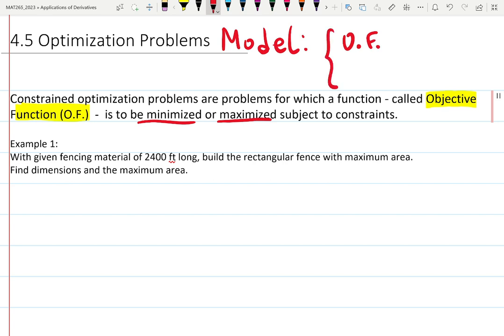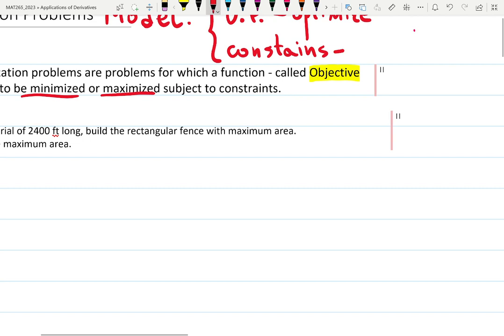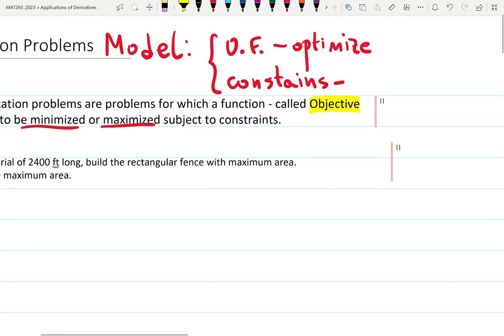So the model consists of the objective function. That's the one we want to optimize, minimize, or maximize. And then constraints. How would you explain what the word constraints means? What did you say? Limitations. What else? There are more synonyms. It's a weird English word. Restrictions. That's what I put in my notes. Limitations, restrictions. Very good. Thank you.